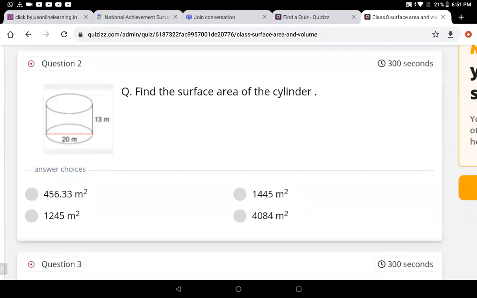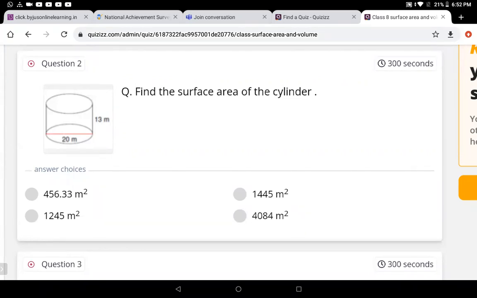Find the surface area of cylinder. Sahu, what is surface area of cylinder? Something 2 pi. Surface area of cylinder: 2 pi r into r plus h. 2 pi r into r plus h. Yes or no?